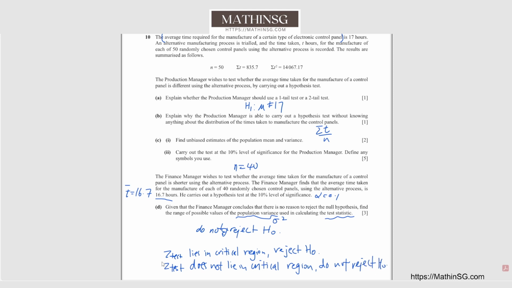So based on this question, we do not reject H0. That means the z-test does not lie in the critical region. So let's do this question. We need to find our test statistic, and also we need to compare it with the critical region. So we need to make sure that the z-test does not lie in the critical region.